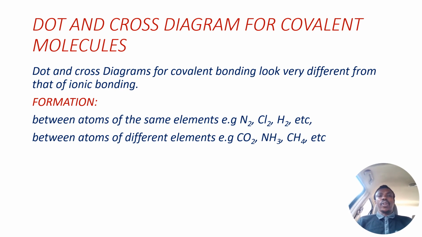In the formation of covalent bonding, it can be between atoms of the same element, like nitrogen, chlorine, hydrogen, etc. It can also be between atoms of different elements. You have carbon dioxide, ammonia, methane, and the rest. So it's very, very important to use the dot and cross diagram to represent the formation of a covalent bond.